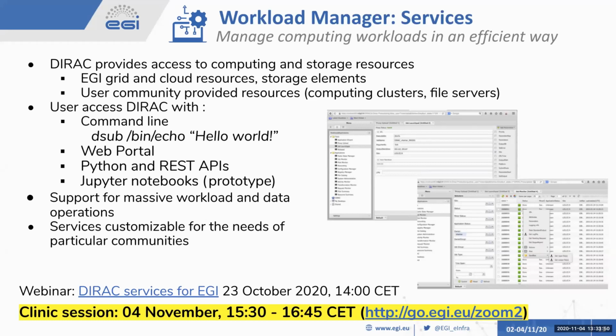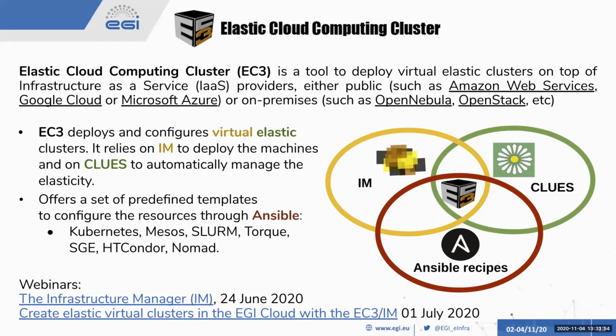Now, the next one is EC3, the Elastic Cloud Computing Cluster. This is a solution developed by the University of Valencia in the context of the INDIGO-DataCloud project, and now it's also supported by EOSC. We started this collaboration with UPV many years ago now. What we did together is to create a custom setup of this framework to target the requirements of the long tail user. So the framework offers you the possibility to deploy on demand an elastic cluster on different public and private cloud providers.